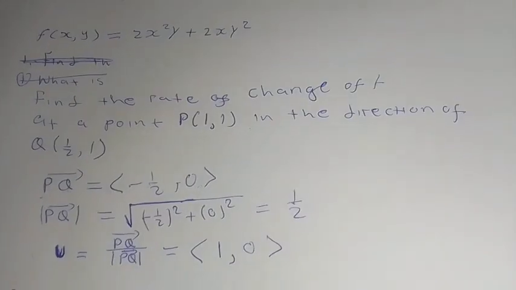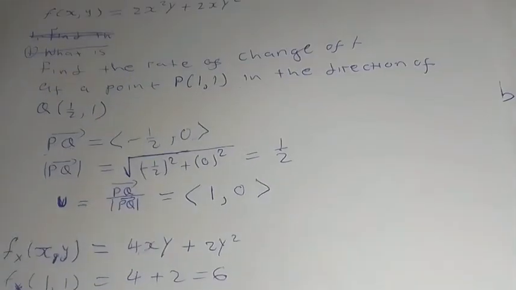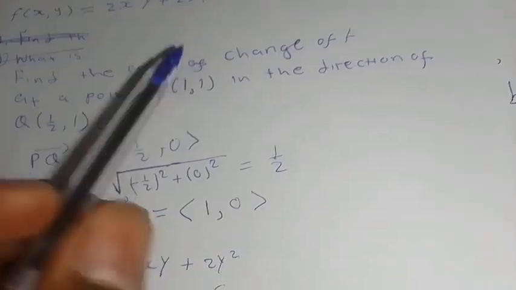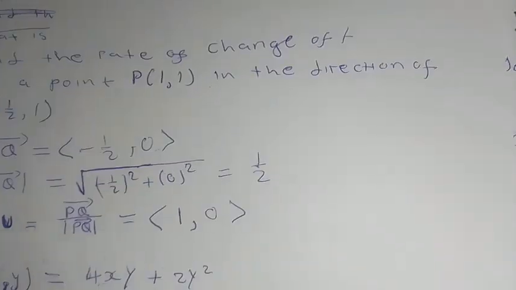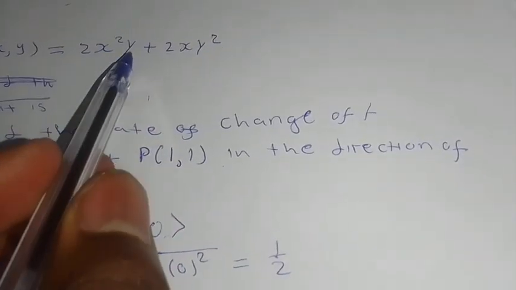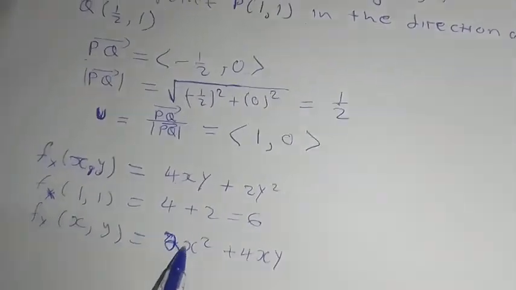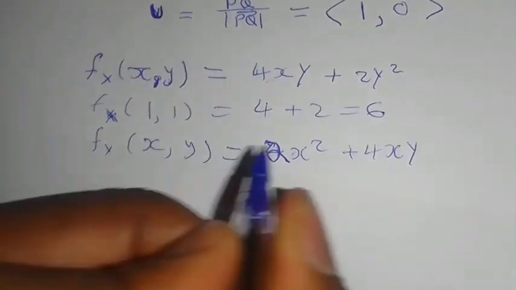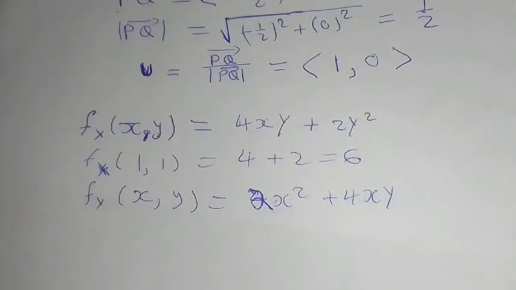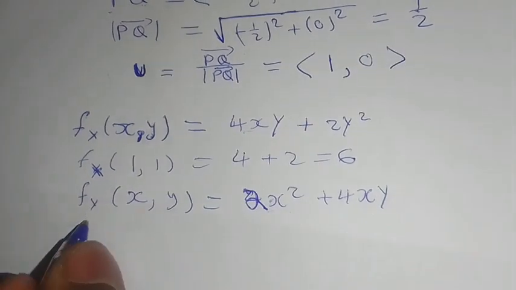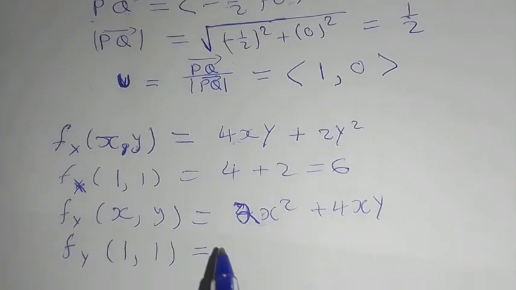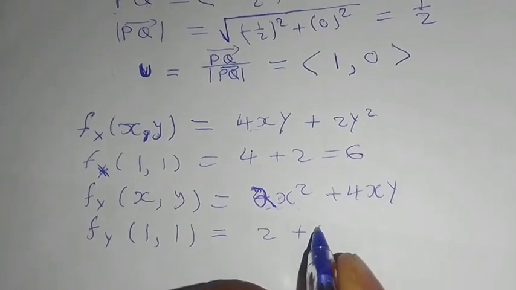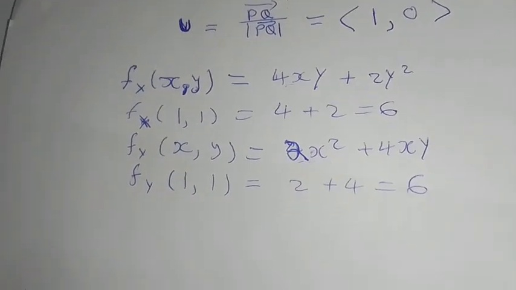And this is what you have. Alright, so I see here I made a mistake. It's supposed to be 2x squared, because we're just deriving with respect to y, so we end up with 2x squared. Be careful when you do this, because these types of mistakes can happen. And then the partial of f with respect to y at the point (1, 1) is technically going to give us 2 plus 4, which gives us 6 again.